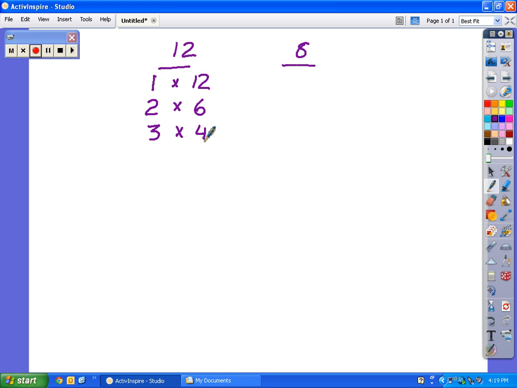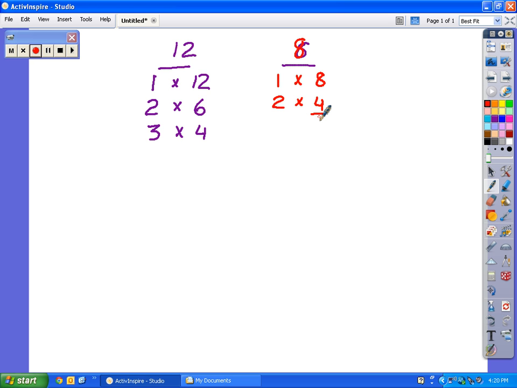Now let's list the factors of 8. Well, we can always list 1 and the number itself as a factor. Remember, we're doing 8. 2 times 4. 3 times nothing. 4 times 2. Well, we already have the 4, so we're good. So there are 4 factors of 8 and 6 factors that can make up 12.